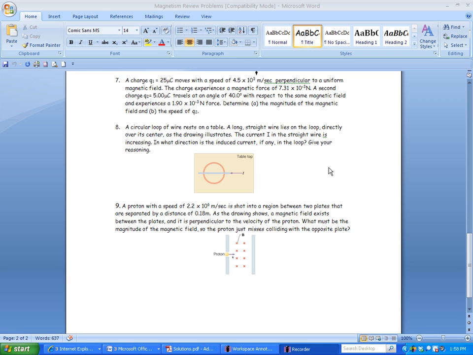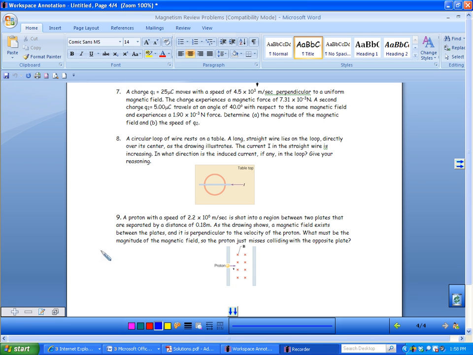Okay, number 7 says a charge Q1 of 25 microcoulombs. So let me do some writing down. Q1 equals 25 microcoulombs, moves with the speed of 4.5 times 10 to the third meters per second, perpendicular to a uniform magnetic field.